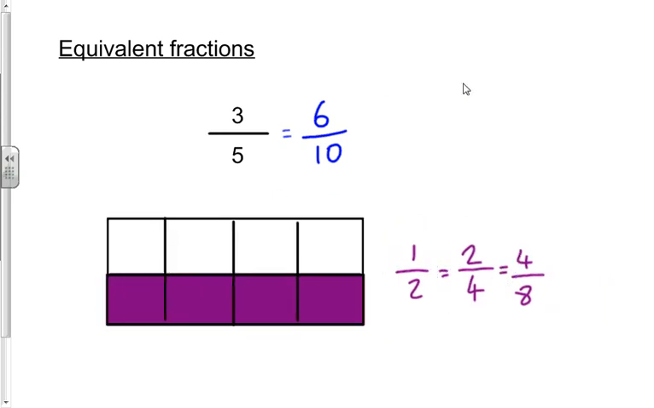Now, with all of those, one rule that we can have, and one rule I'm hoping you can see, is to get from one fraction to another fraction, what we're doing is multiplying the top number and the bottom number by the same thing. If I want to get from halves into eighths, I'm multiplying the top and the bottom by 4. And anytime you want to find an equivalent fraction, whatever you do to the bottom, you have to do to the top, and vice versa.